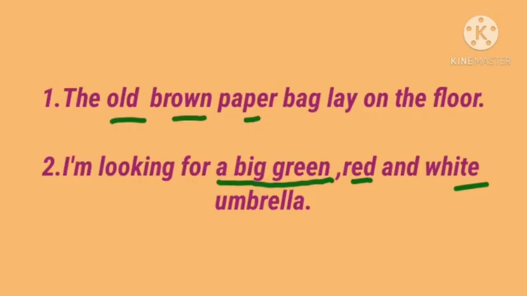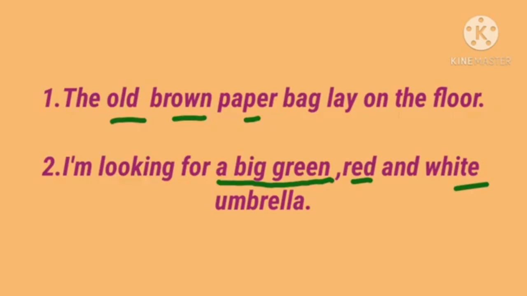Second sentence, I am looking for a big green, red and white umbrella. Here which is a noun? Umbrella. What are the describing words? A big green, red and white are the describing words given here.